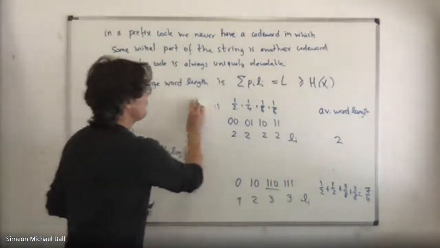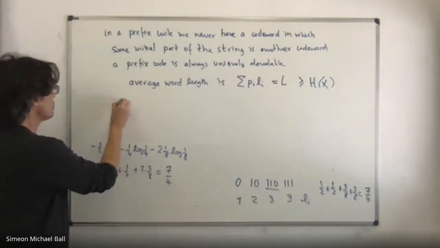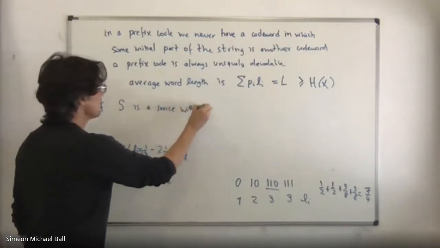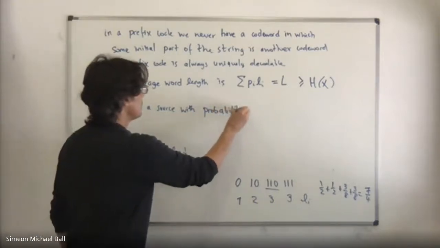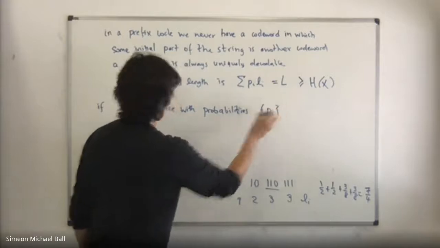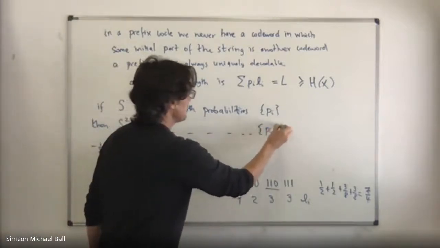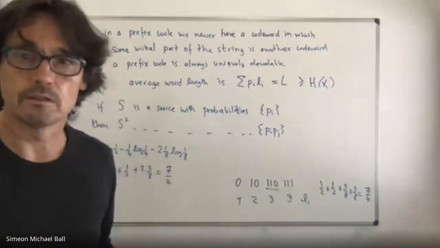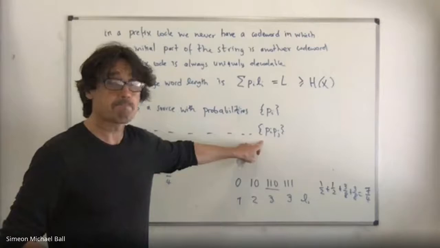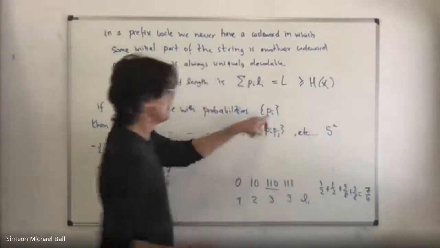But if we allow ourselves to make semi-source, so that if S is a source with probabilities p_i, then we define S squared to be a source with probabilities p_i p_j. Okay, so we take any two probabilities and multiply them again. And that gives us another probability distribution. Etc. So you can come up extending the source to S to the n by taking sets of n probabilities.